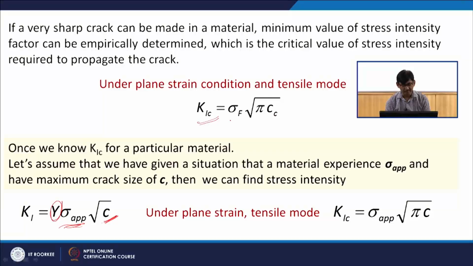In books I have found that there is a lot of confusion regarding these equations. So, what I have followed here is that in K1, the 1 is your tensile mode in plane strain condition, and C is for critical. When we are talking about critical, this stress should be the fracture stress, and the under root pi term comes only when I am using K1. As you can see here also, I am using K1.